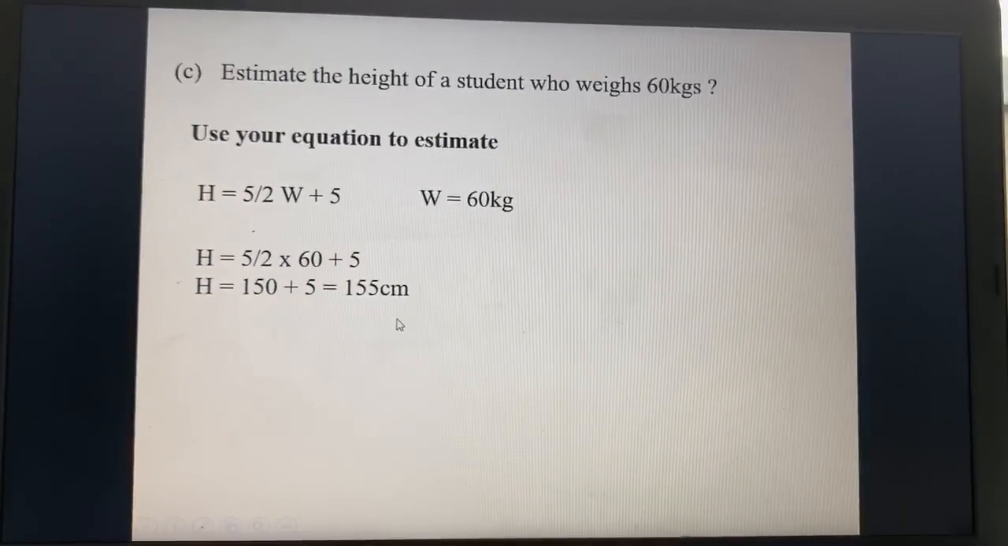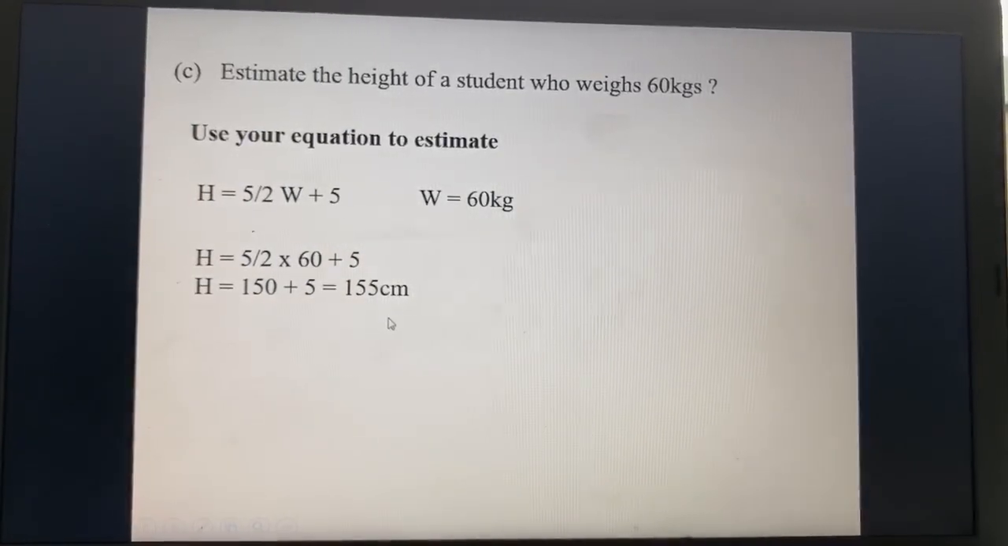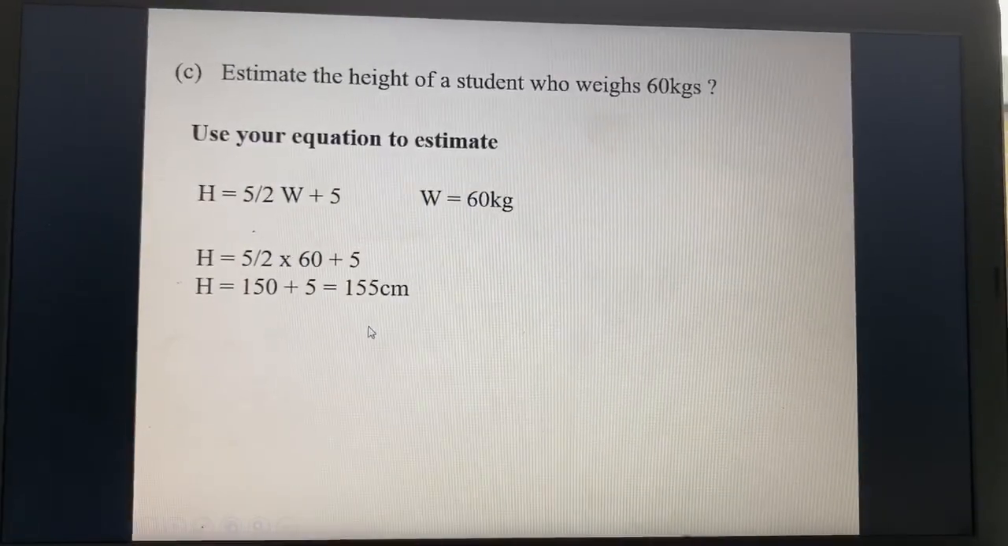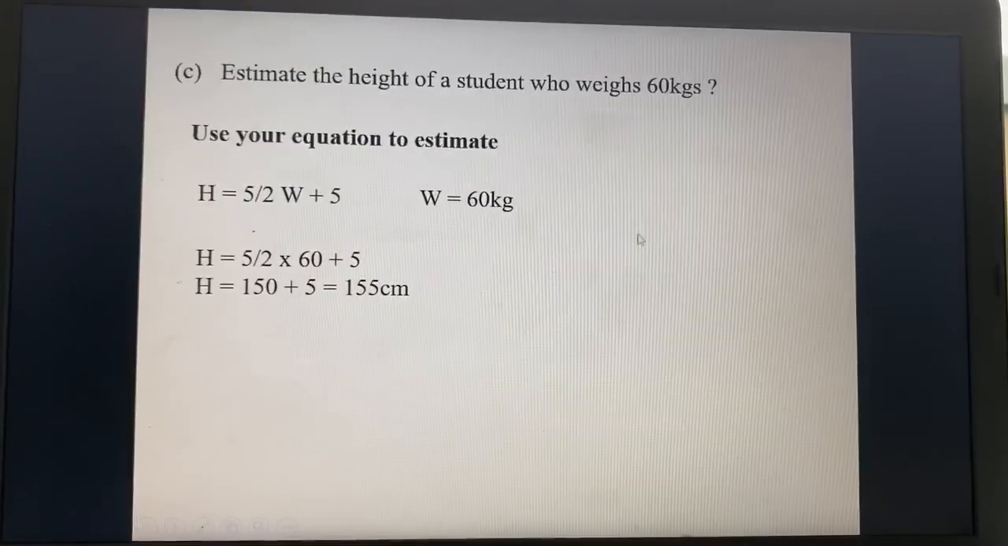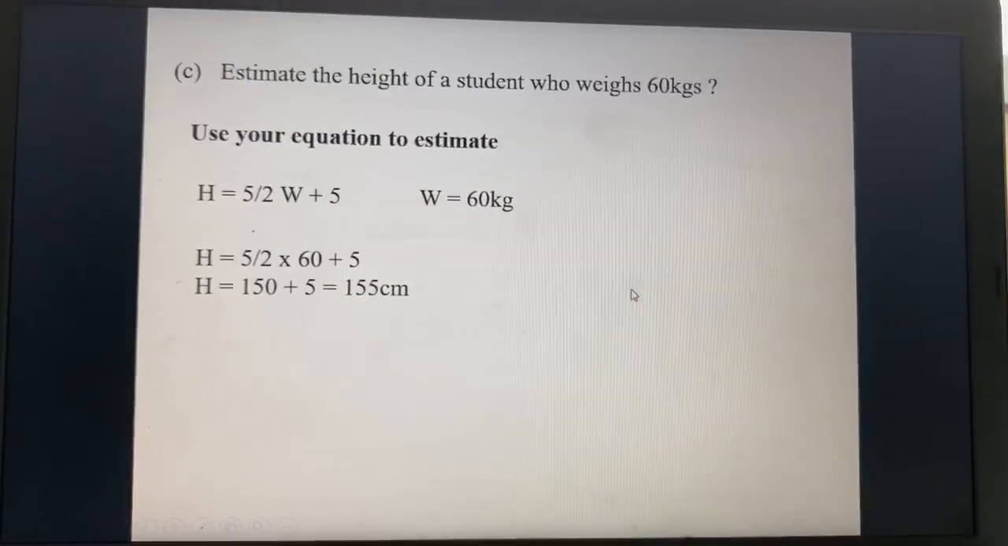So the estimation of a height of a student who weighs 60 kilograms is 155 centimetres, or 1 metre 55 centimetres, or 1.55 metres, whichever way you want to write it. It's not asking you specifically there.